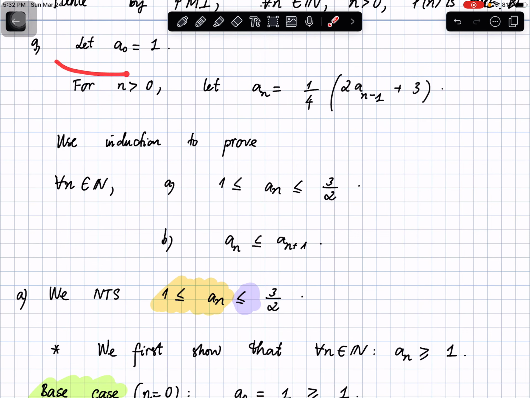So for this exercise, let a_0 be 1. For n greater than 0, a_n is 1 over 4 of (2 times a_{n-1} plus 3). We need to use induction to prove two statements.